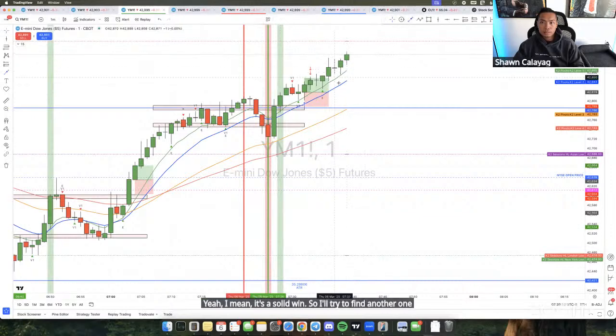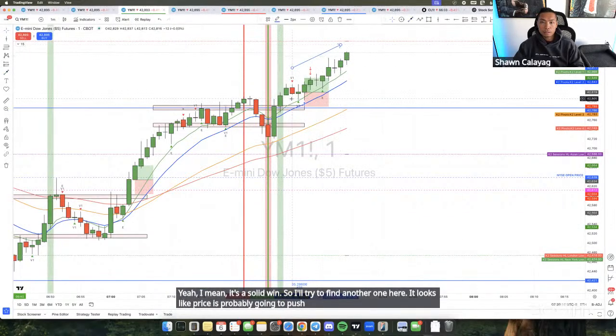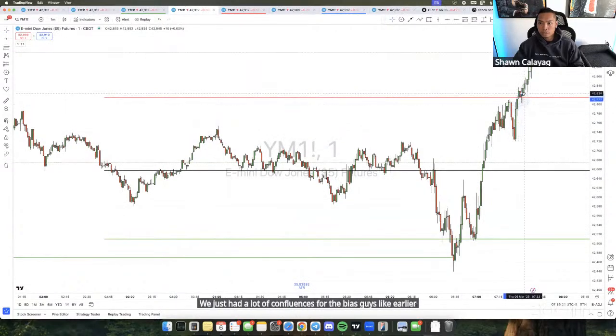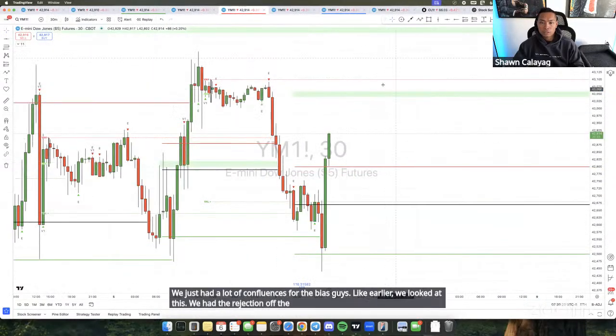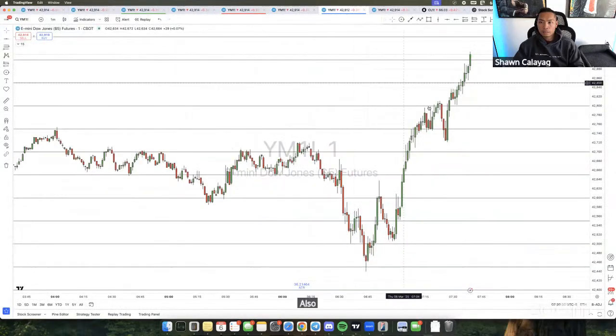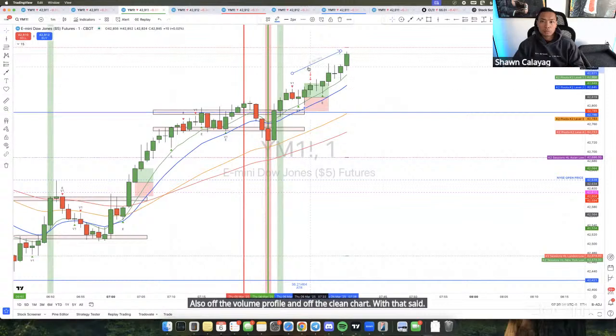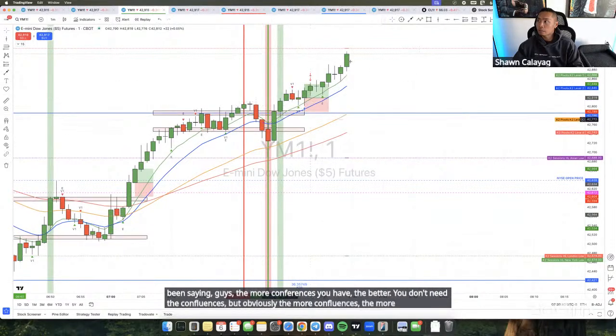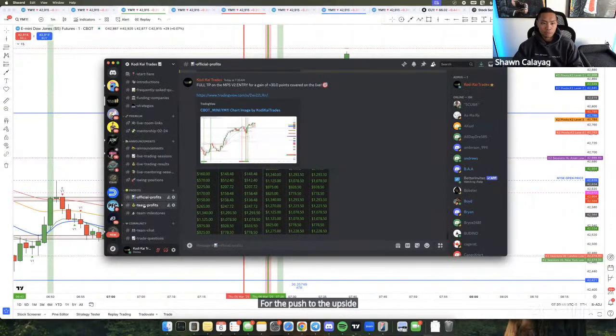It looks like price is probably gonna push up to the sessions right here. We just had a lot of confluences for the buys, guys. Like earlier, we looked at this. We had the rejection off the market profile, rejection off the point of control. A lot of rejections right here, also off the volume profile and off the clean chart. So like I've been saying, guys, the more confluences you have, the better. You don't need the confluences, but obviously the more confluences, the more ideal your entry would be for the push to the upside or the push in the direction of wherever you're looking.